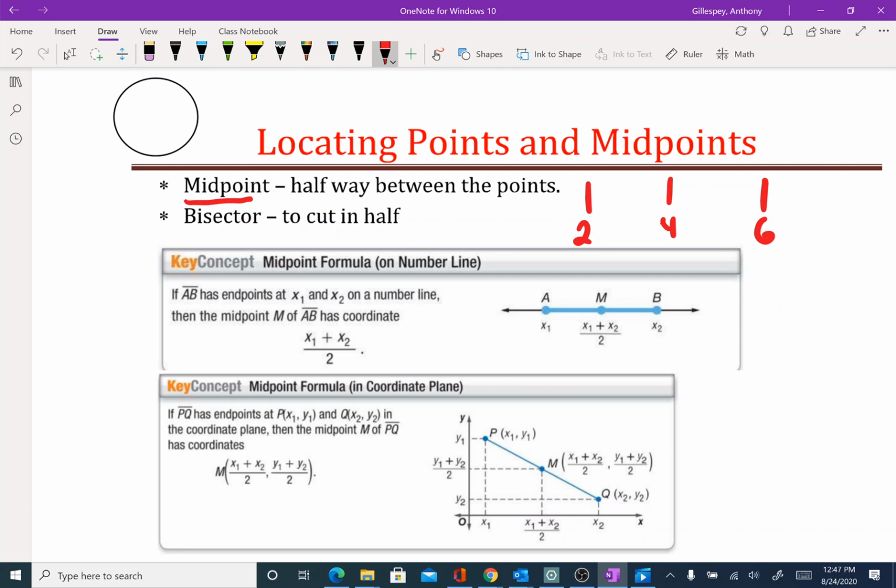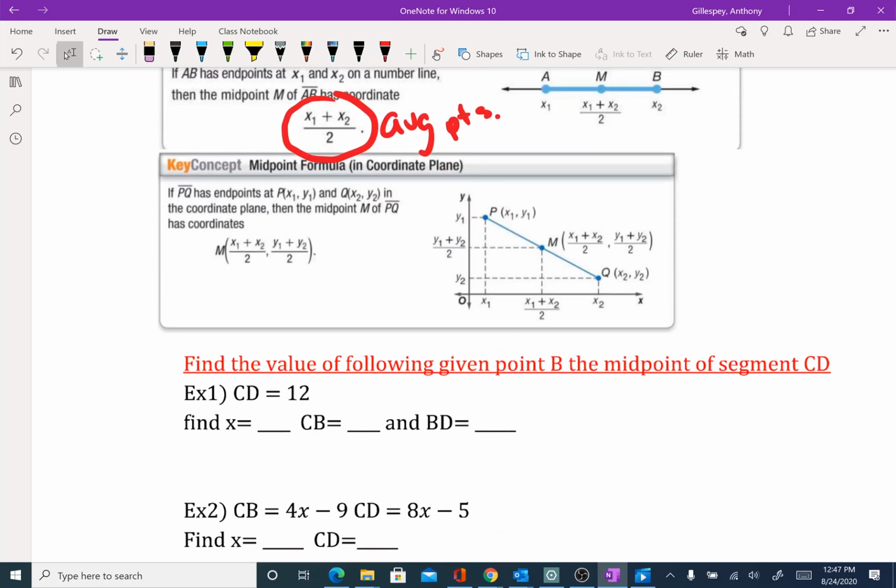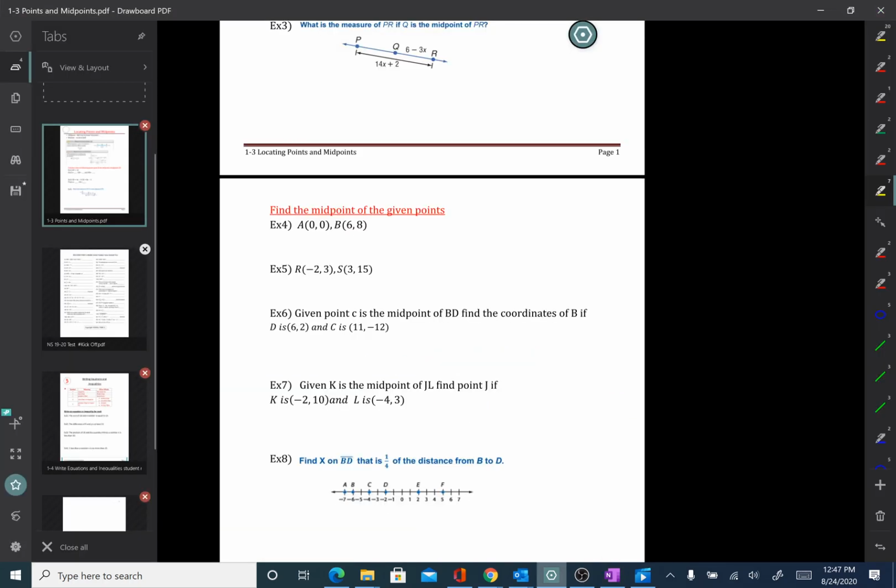Now, there are some faster ways to do this. Midpoint is pretty easy because it is halfway between them, and halfway between 2 numbers is just called the average. So when you find the midpoint of 2 points, look at what we wrote here: x1, the first coordinate, plus the second coordinate, divided by 2. That's just the average of the points. That's the way I like to think about it: the midpoint is just the average of the points.